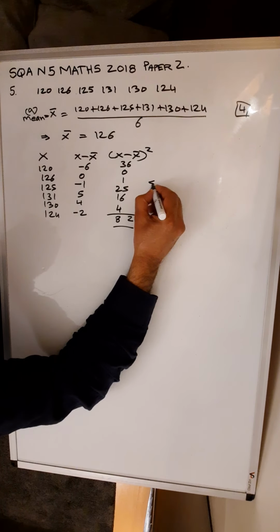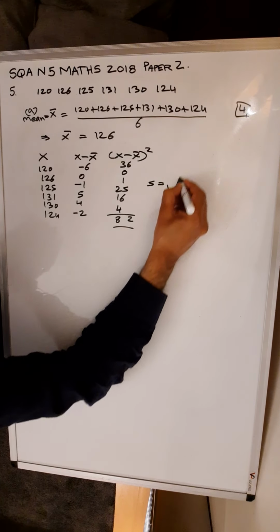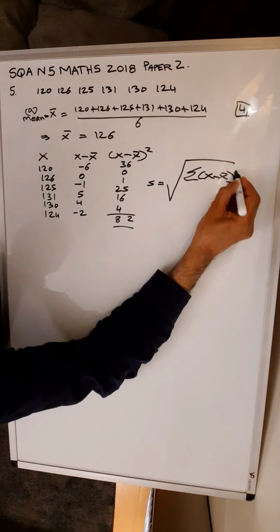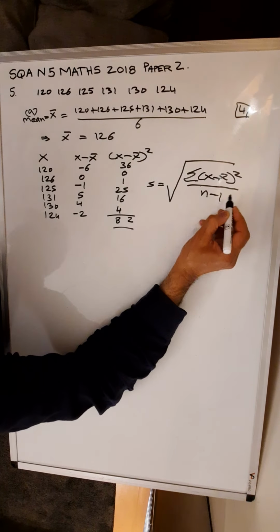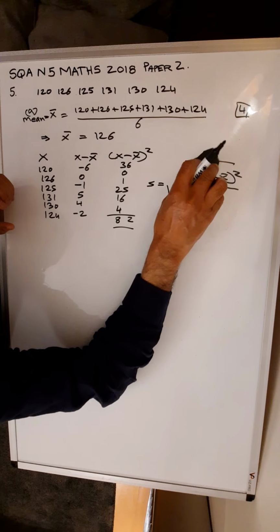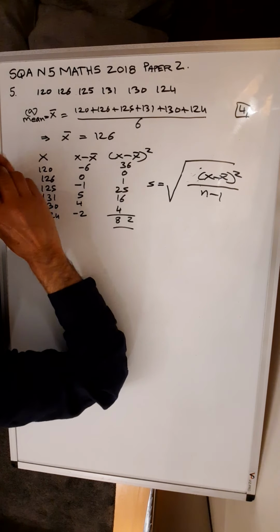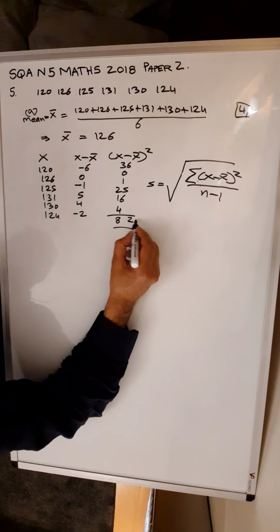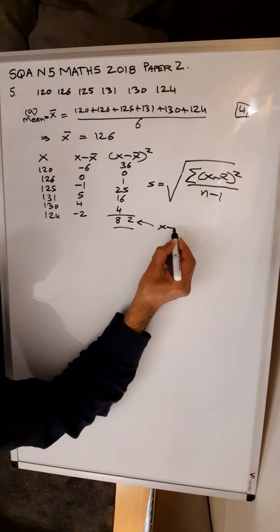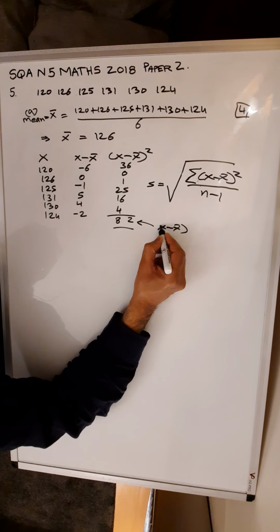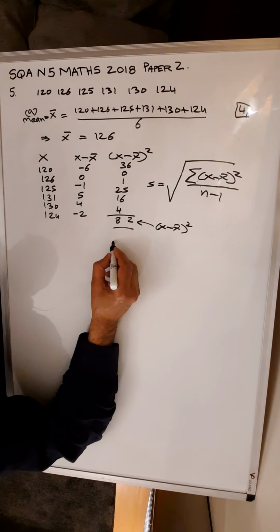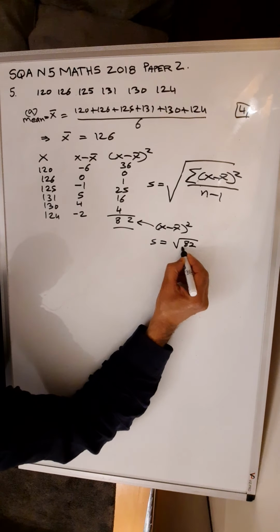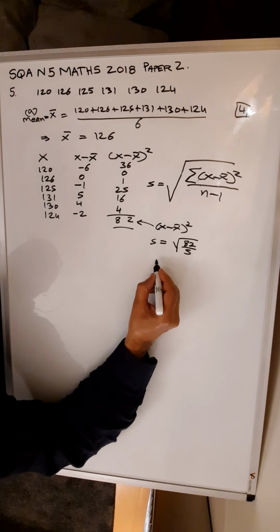The standard deviation formula that's recommended is the standard deviation equals the square root of the sum of X minus X bar all squared, divided by n minus 1, the number of results minus 1. So that would be 6 minus 1, which gives you 5. This 82 is the sum of X minus X bar all squared, the numerator in that equation. So the standard deviation is the square root of 82 divided by 5.